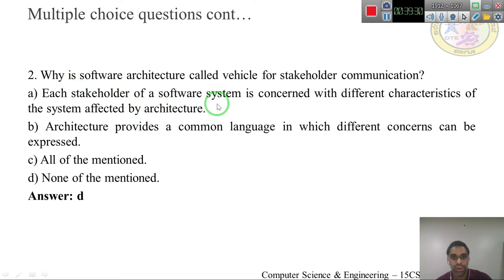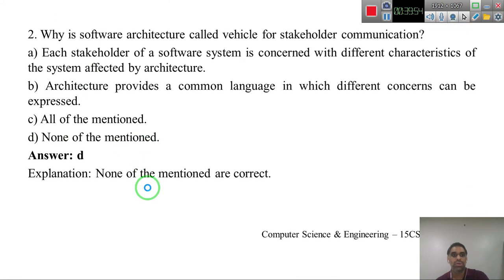See, each stakeholder of a software system is concerned with the different characteristics of the system that get affected by the architecture? No, right? Neither does it provide a common language in which different concerns can be expressed. So none of the above options would be the correct answer. That's why none of the mentioned, the answer D. Next.